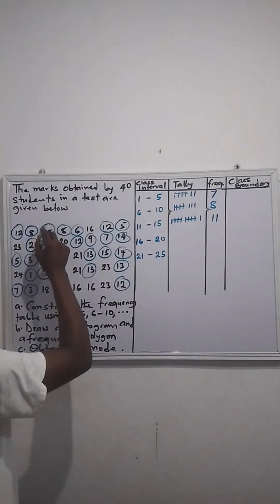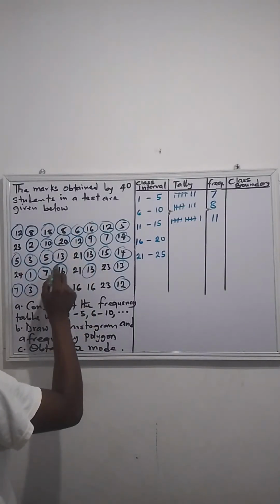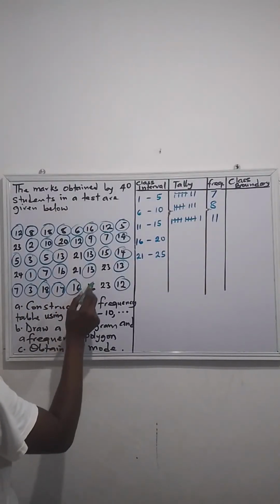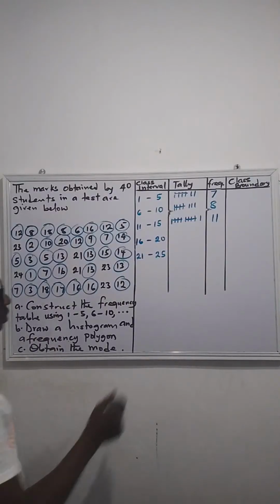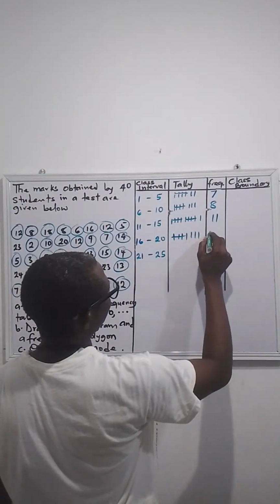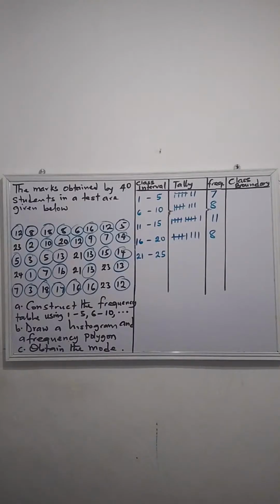16 to 20, we have 1, 2, 3, 4, 5, 6, 7, 8. That's all, 8. 1, 2, 3, 4, 5, 6, 7, 8. We have 8. All right, so the last one, 21 to 25.